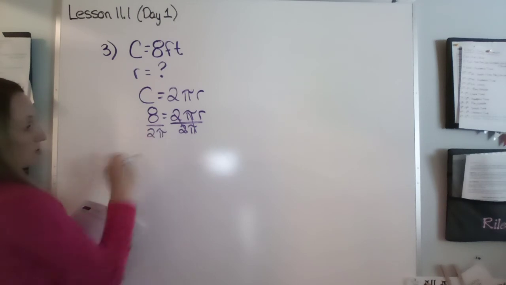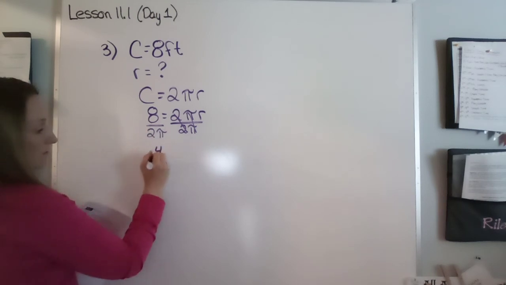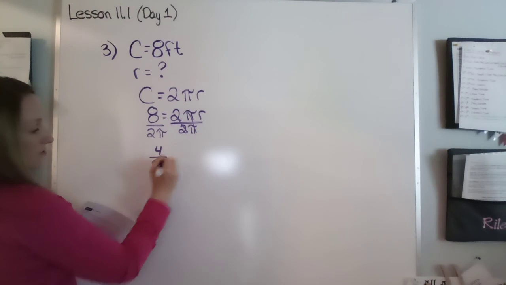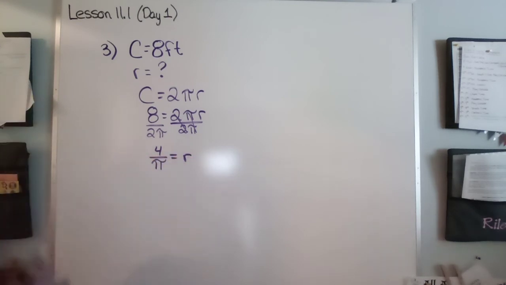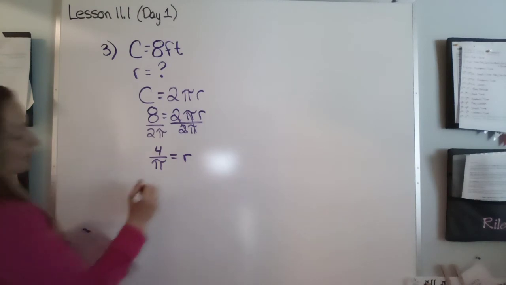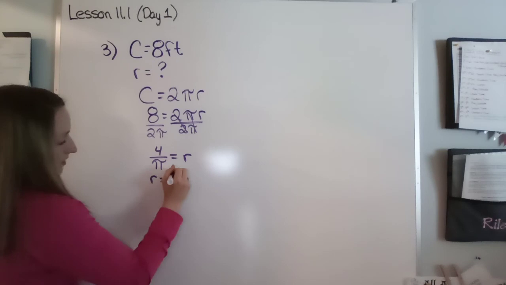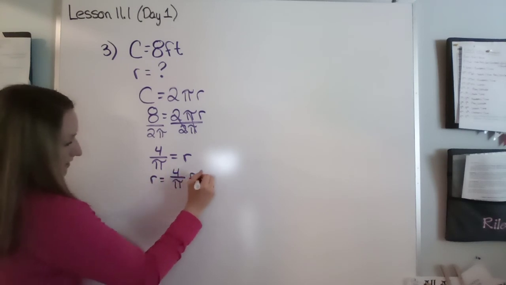Eight divided by 2 is going to be 4. The pi is still down in the denominator, so 4 divided by pi equals r. Again, it doesn't ask for an approximation, so you're going to leave your answer, and I'm going to rewrite it so I can write my units. It's 4 divided by pi feet.